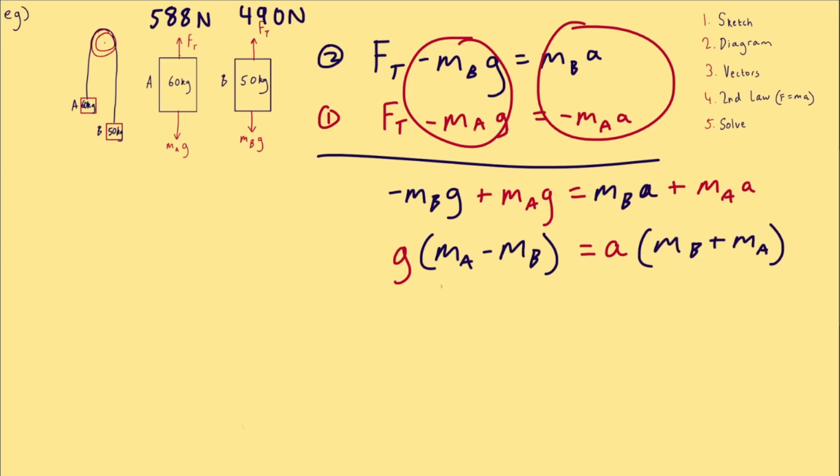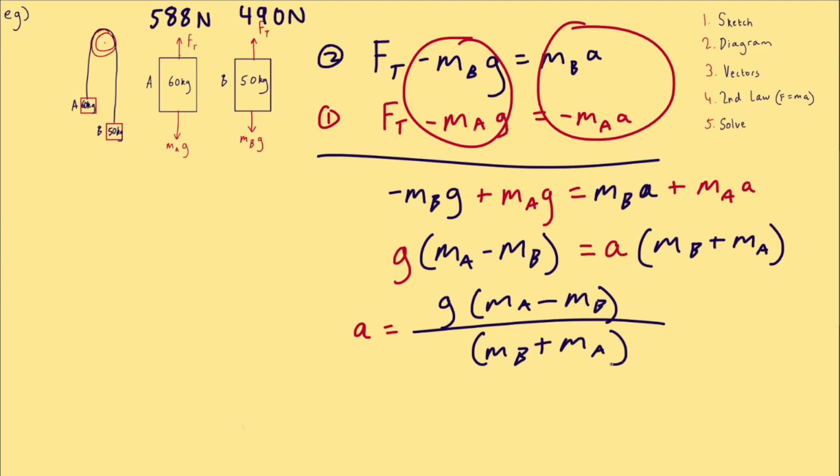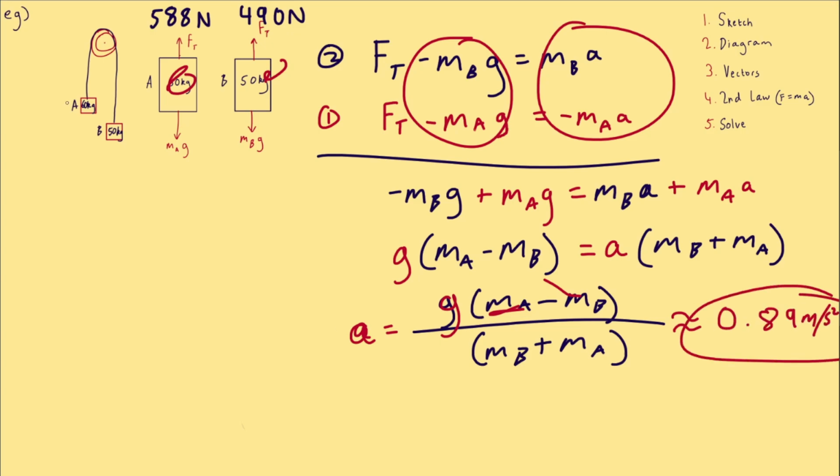Divide both sides by this guy. You get A equals (G·MA minus MB) divided by (MB plus MA). So take a second to see what's unknown. A, which is acceleration, is actually the only unknown. If you plug in everything, so gravity, the mass of A, 60 kilos, 50 kilos, all that, then you find out that acceleration is roughly 0.89 meters per second squared. So A will be accelerating downwards, and B is accelerating at that speed upwards.